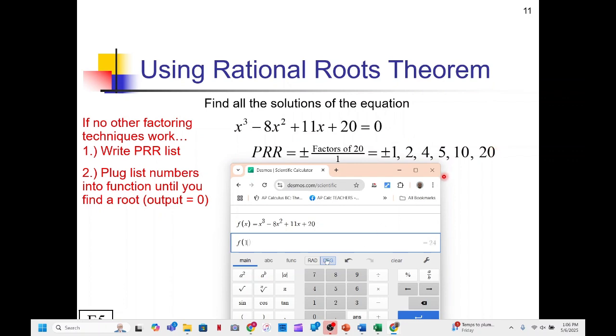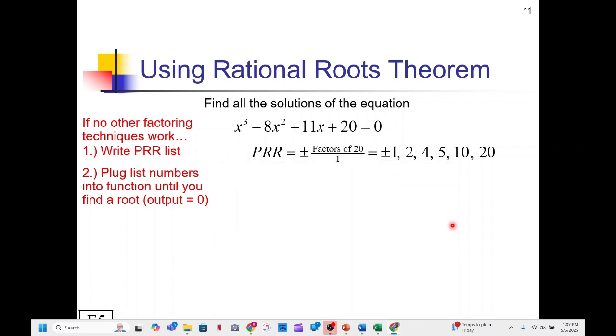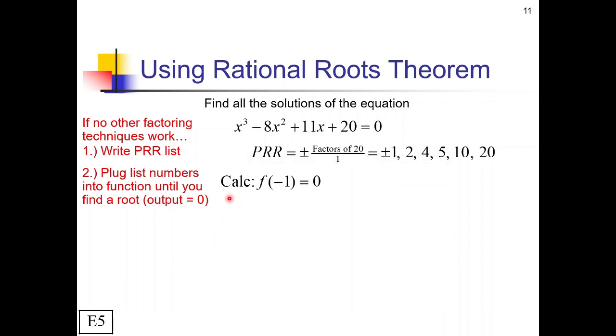So let me start with 1, and that gives me 24. So that's not what I need. Let me try -1 now, and that does give me 0. Awesome. So I'm going to write down, calculator says f of -1 equals 0. That's my way of showing people where my brain is at.